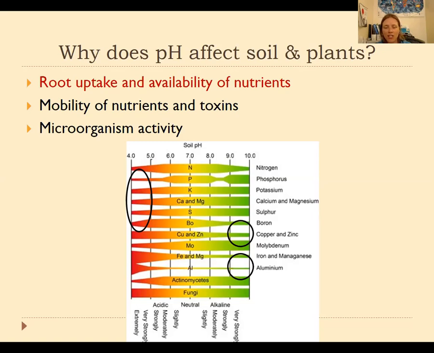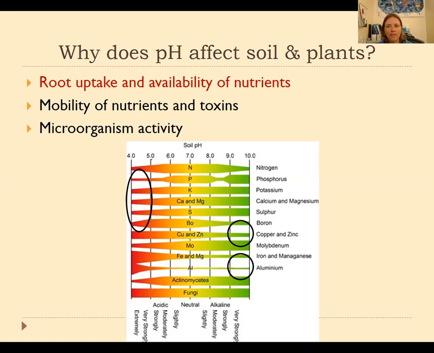Also, actinomycetes, certain kinds of fungi, are listed in the bottom range of this graph as well. And you can see that in highly acid soils, we would start to lose out on certain kinds of soil fungi that we know have a lot of important soil roles.